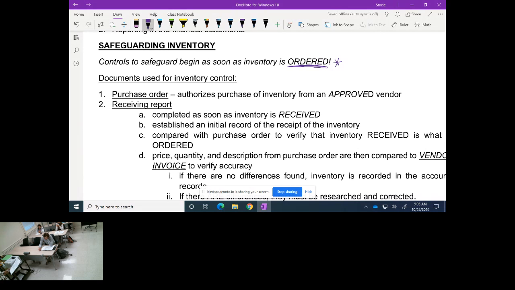And then once the vendor sends the invoice, you're going to compare the purchase order to the invoice. Because when you do a purchase order, generally you're going to have the price that they're charging you. That's kind of like your proof that they quoted you this price.